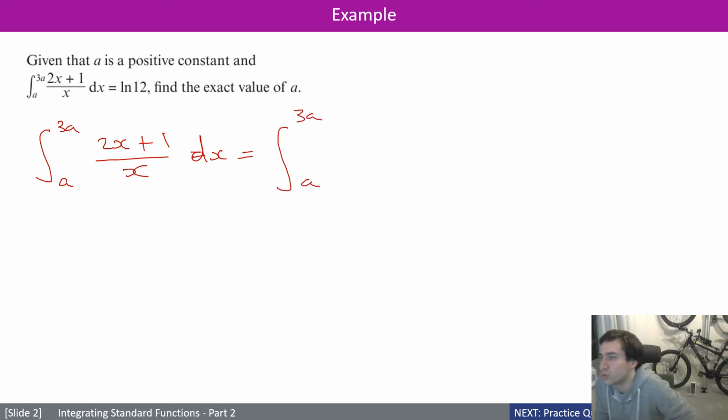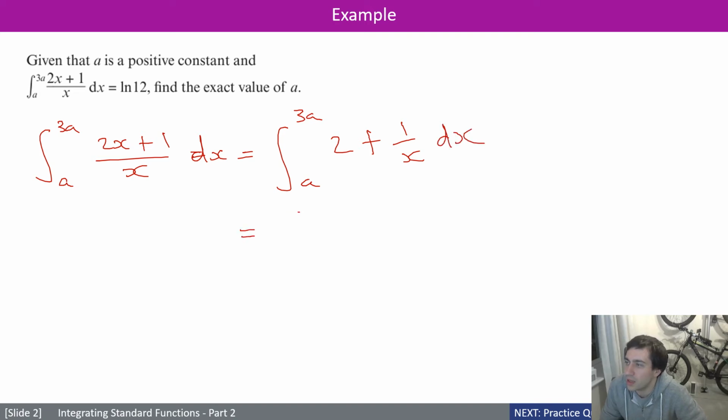I'm going to divide everything through by x to give me expressions I can actually integrate. So 2x divided by x gives me 2, and 1 divided by x gives me 1 over x. So I get this. Let's do the integration now. So I'm switching to my square brackets.